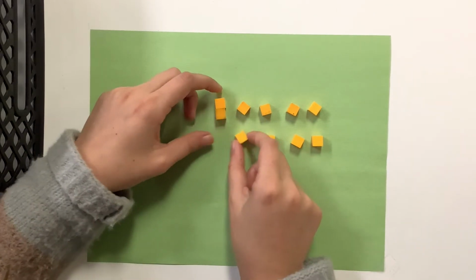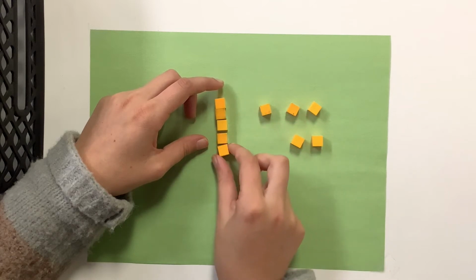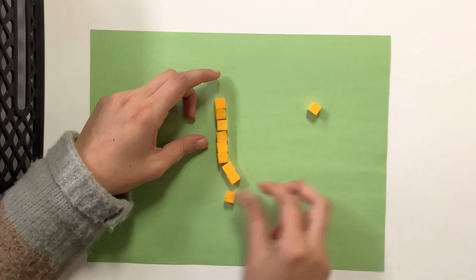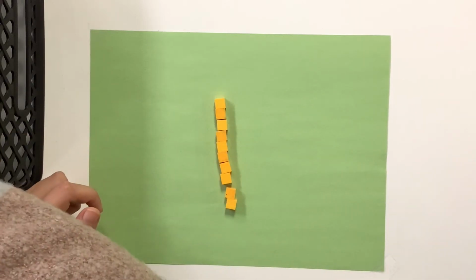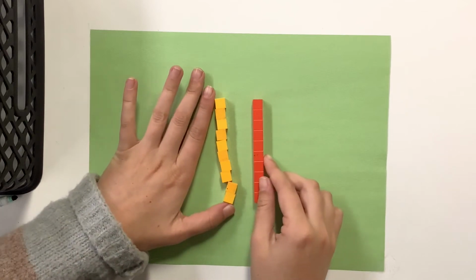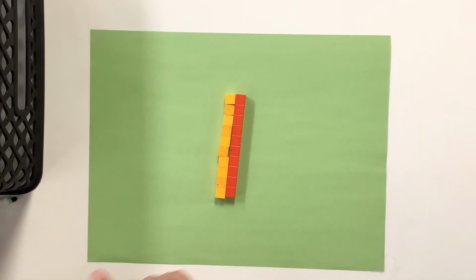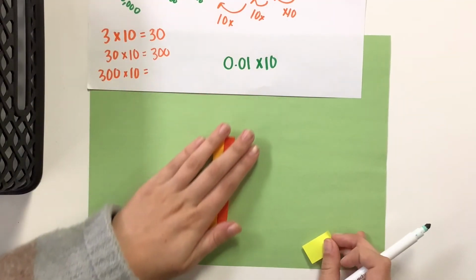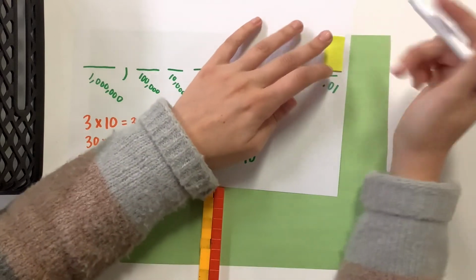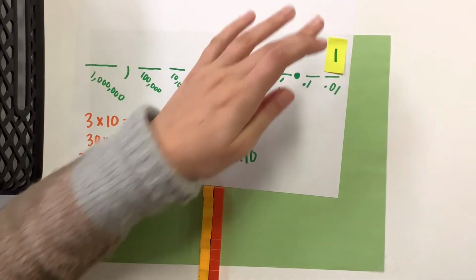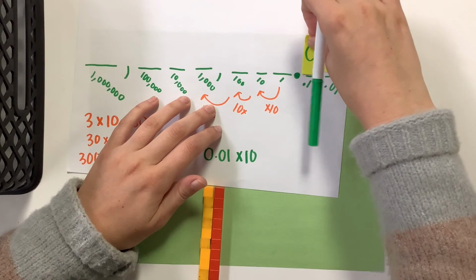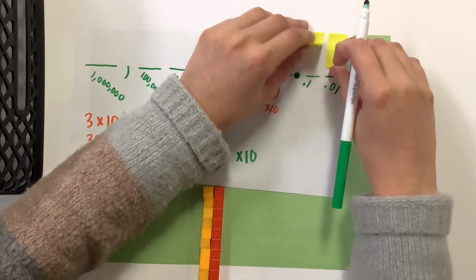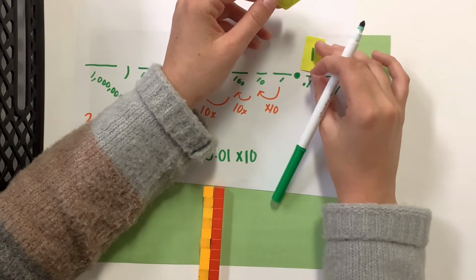If I have 10 hundredths, what does that equal to? Well, 10 hundredths is equal to 1/10. So if I have a 1 in the hundredths place, so I'd have to have a 0 here to show that it's in the hundredths place. If I multiply it by 10, it becomes 10 times greater. So now it moves from 1/100th to 1/10.